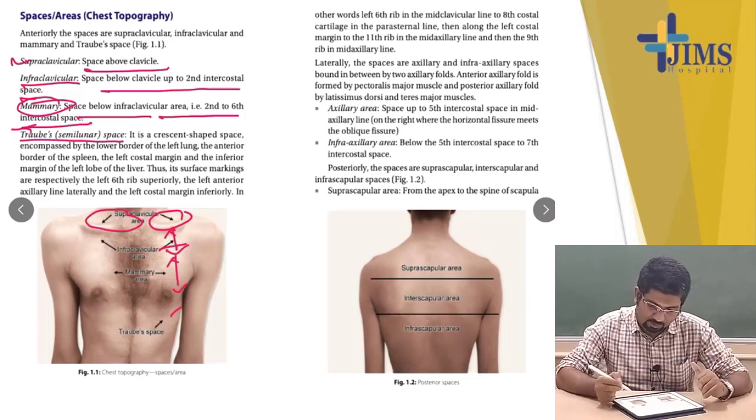Now come to some lines. There is the axillary area, and the infraaxillary area, and in this axillary area there is a space up to the fifth intercostal space in the mid-axillary line.